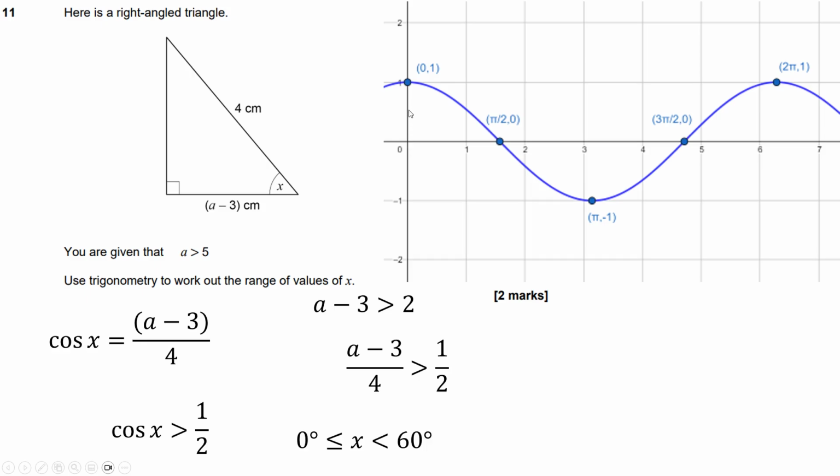We don't want lower than a half. Lower than a half would be down here, but we don't want this. We just want what's up here, and that's 0 to 60 degrees. The reason it's an equal to here as well is because it can actually take this value. Say if a was 7, and that's within our range, then 7 take away 3 is 4, and 4 over 4 is just 1. So that works, you'd still intersect the graph, and that'd still be a valid solution. So that's why it's this.